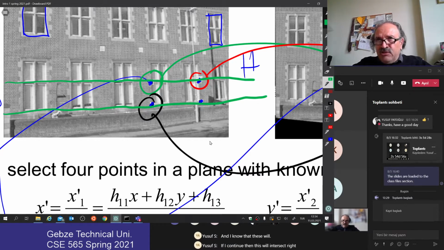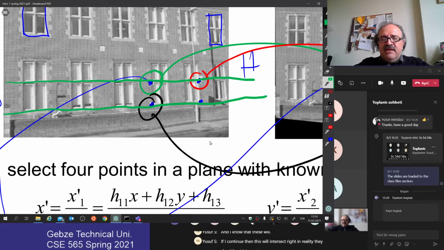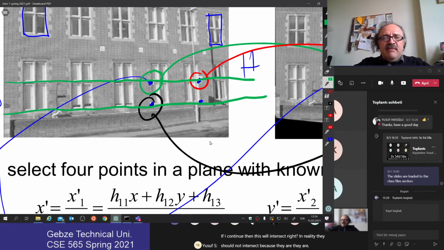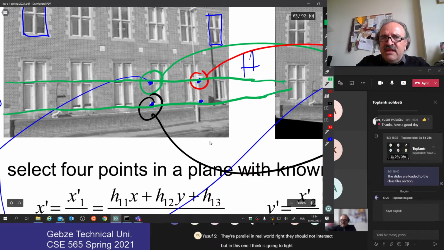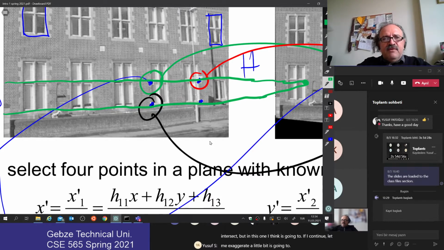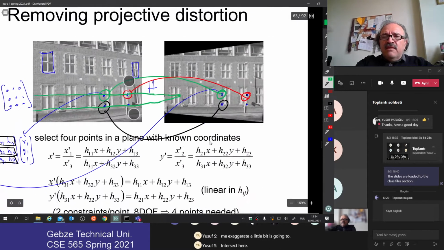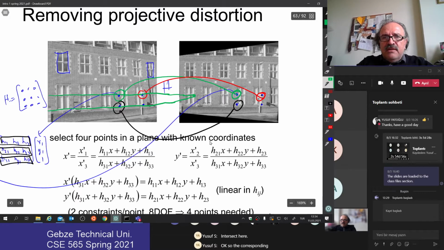In reality, they should not intersect because they are parallel in the real world, right? They should not intersect. But in this one, if I continue, let me exaggerate a little bit, it's going to intersect here. Okay?